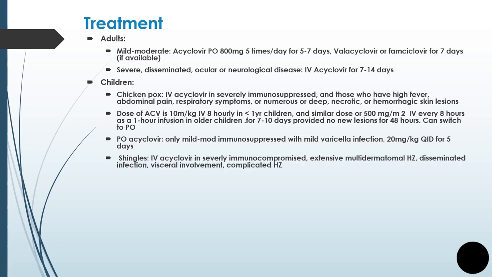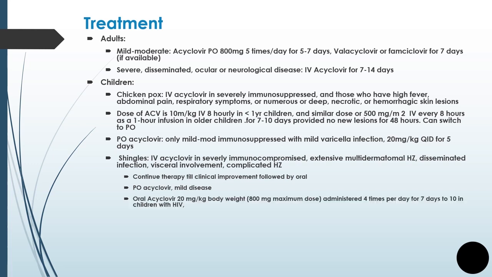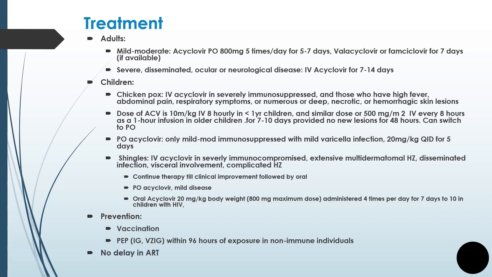IV acyclovir in severely immunocompromised children is recommended to treat shingles, especially in patients who have extensive multidermatomal herpes zoster infection, disseminated disease, or visceral involvement. Therapy should be continued until clinical improvement, followed by oral therapy. Oral acyclovir can be used in mild disease. Prevention is through vaccination and post-exposure prophylaxis with varicella zoster specific immunoglobulin if available, or immunoglobulin within 96 hours of exposure in non-immune individuals. There should not be a delay in starting ART in these patients.